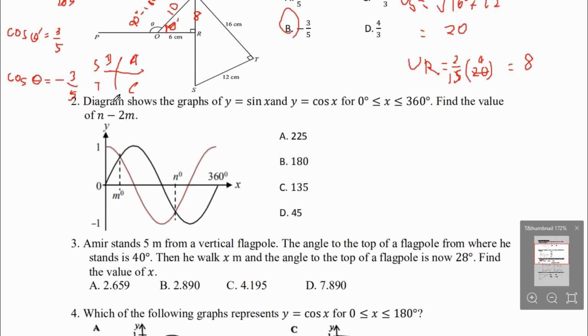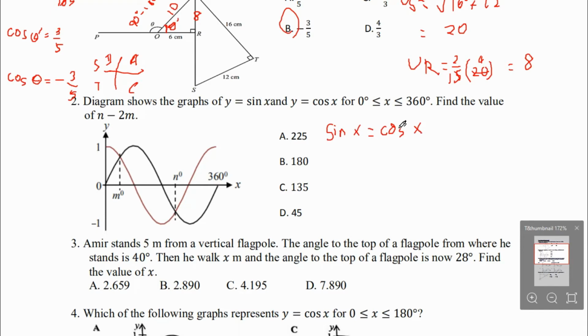Number 2. Diagram shows the graph y equals sine x and y equals cosine x. Find the value of n minus 2m. Okay, so these 2 points are the intersection points. So we have to equate these 2 equations first. Then you will have sine x equals cosine x.